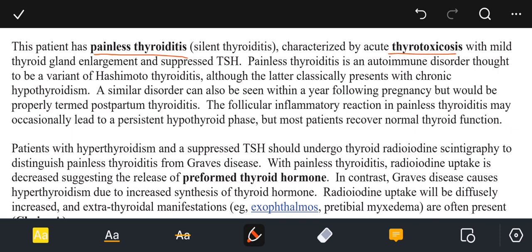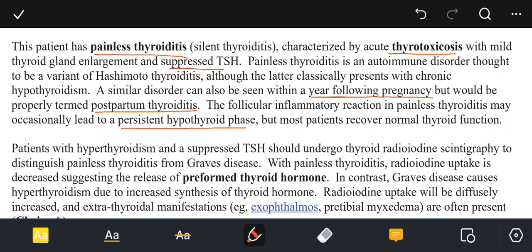The next discussion is that this patient has painless thyroiditis, silent thyroiditis, characterized by acute thyrotoxicosis with mild thyroid gland enlargement and suppressed TSH. Painless thyroiditis is an autoimmune disorder thought to be a variant of Hashimoto thyroiditis, although the latter classically presents with chronic hypothyroidism. A similar disorder can also be seen within a year following pregnancy, but would be properly termed postpartum thyroiditis. The follicular inflammatory reaction in painless thyroiditis may occasionally lead to a persistent hypothyroid phase, but most patients recover normal thyroid function.